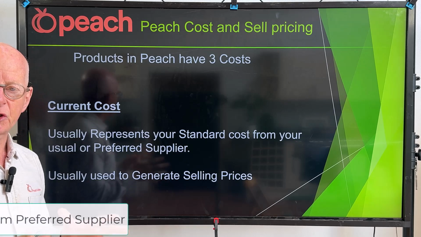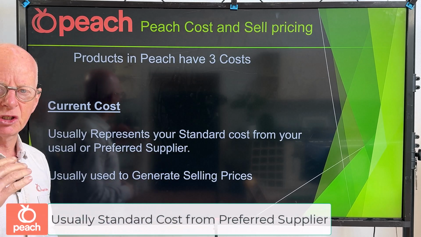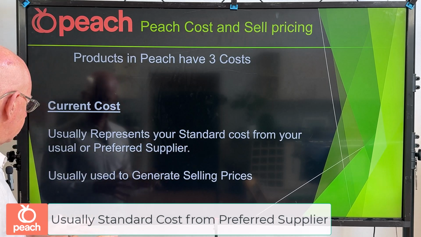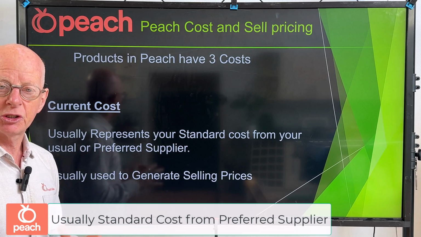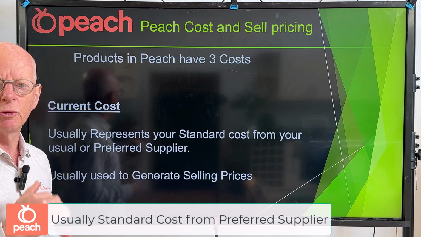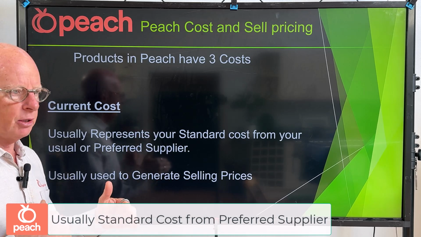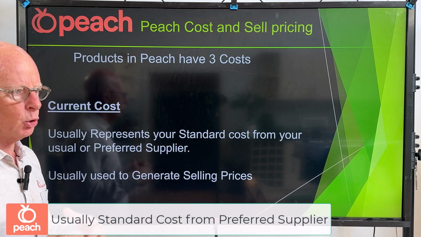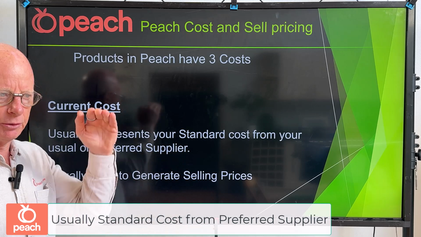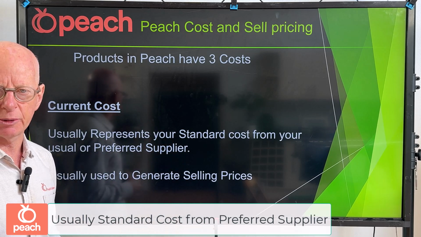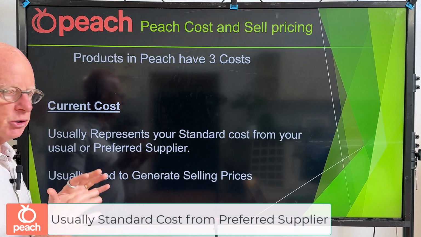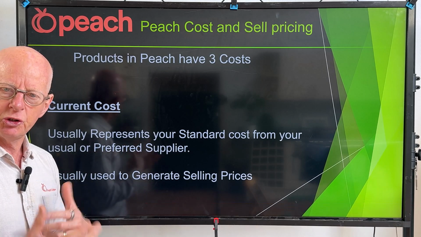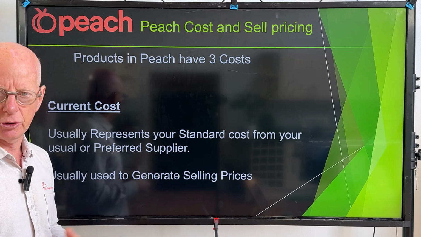The second of the costs is the current cost. The current cost is normally a stable cost because it represents the standard cost from your preferred supplier. It's usually used to generate the selling prices simply because it is the cost that would normally stay stable. So it wouldn't be varying if you had to buy at a premium from another supplier, or if you bought a bulk lot and the price went down. You wouldn't want that to reduce your selling price. So you use current costs, your standard buy price from your preferred supplier, to generate your selling prices. And at the goods in, you can control whether these costs change or not.